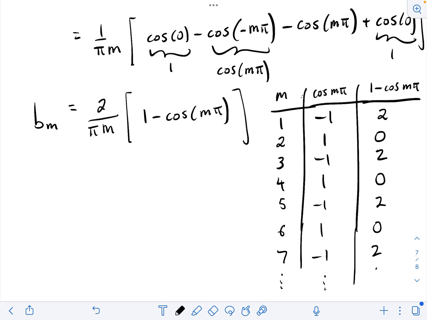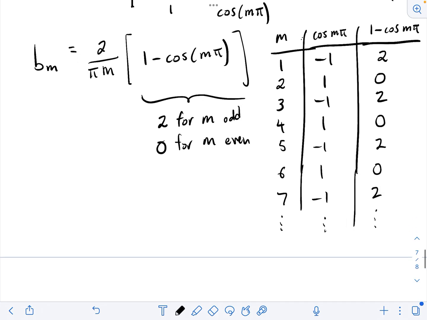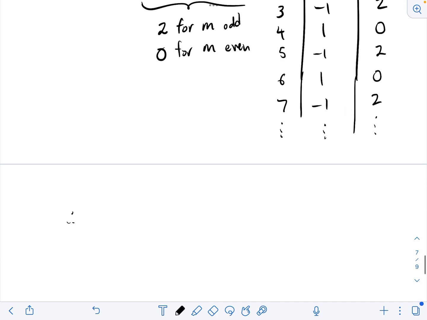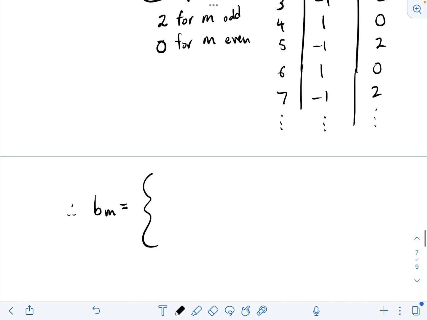Now, when m is odd, we get a factor of 2 here. So this becomes 2 for m odd and 0 for m even. So what we could write then is therefore Bm is equal to, let's see, when it's odd we have 2 times 2, it's 4 over pi m for m odd, and it's 0 for m even.